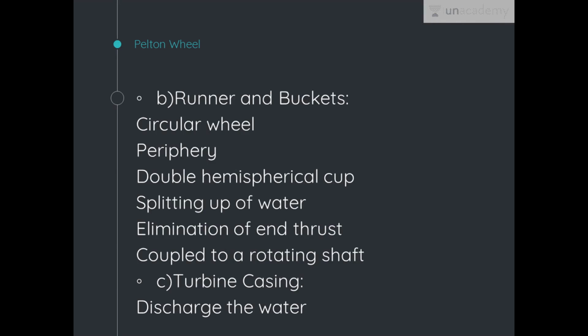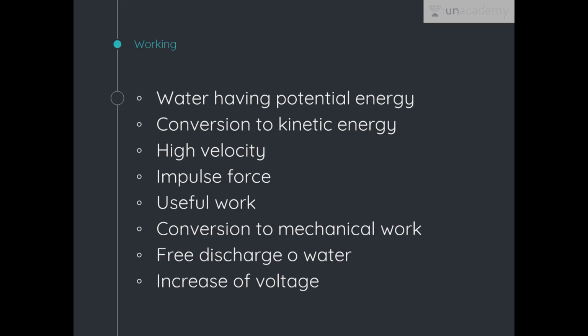And then there is the turbine casing. The casing prevents the splashing of water, and also helps to discharge the water into the tail race. So let's move on to the working.